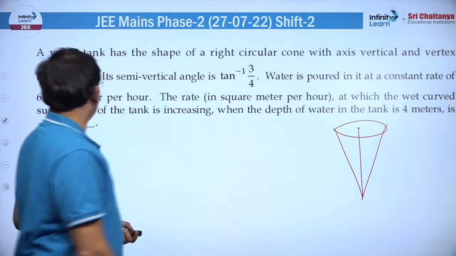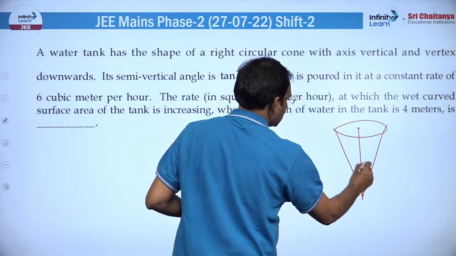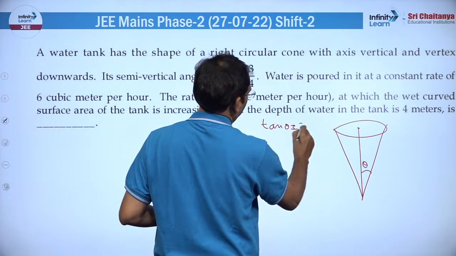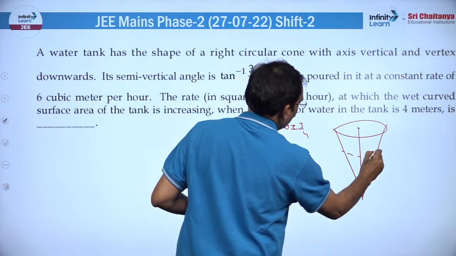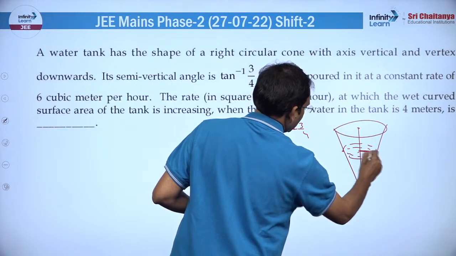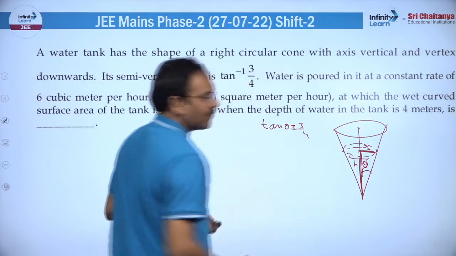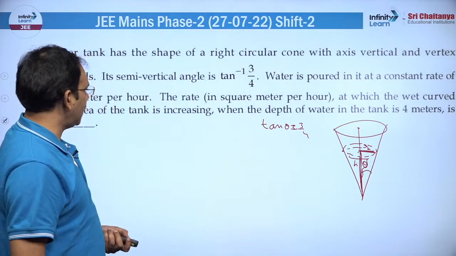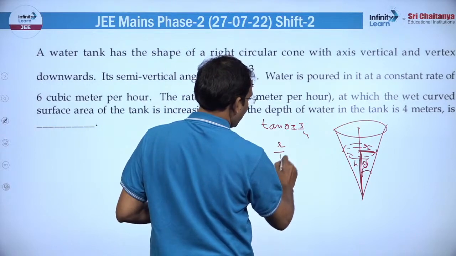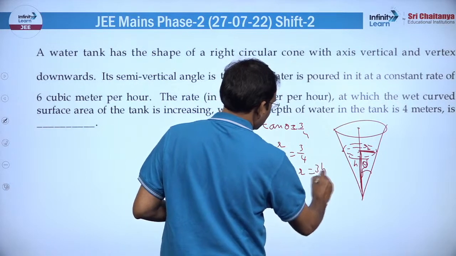The vertex angle is downward, and the semi vertical angle is tan inverse 3 by 4. If this is theta, my dear friends, tan theta is equal to 3 by 4. Now, water is poured into this. This is the water cone. Here you can find the water cone's radius and height both are varying, and of course volume and surface area. Now, tan theta is equal to r by h, which is 3 by 4, so you can write r is equal to 3h by 4.